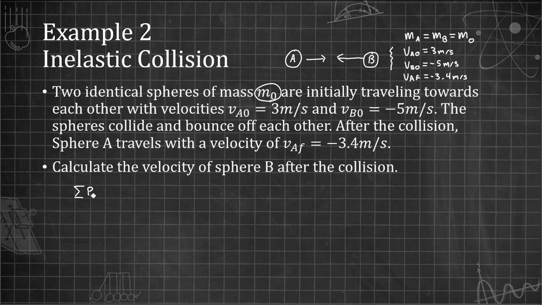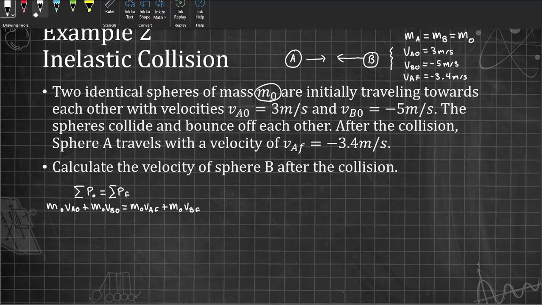Since this is a collision problem, we want to start with the conservation of linear momentum. So we're going to write out this equation for the two-sphere system. We'll have the initial momentum of sphere A and sphere B added together on the left-hand side of the equation, and on the right-hand side, the final momentum of sphere A and sphere B added together.